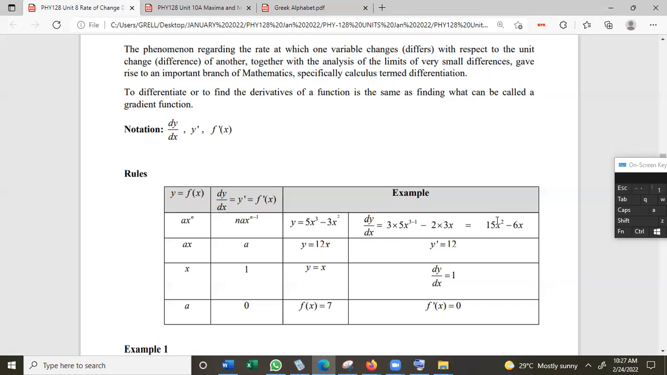This is called a gradient function. So this is the original function or equation, and this is the gradient equation. You can use that equation to find the gradient. You can use that equation to find the rate of change at certain points of this equation.